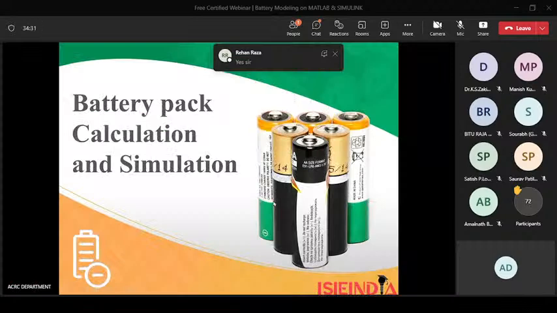Okay, so good evening to everyone. My name is Manshu and I welcome you all to this webinar. So today we'll be talking about the battery packs. We'll discuss the different parameters, the different form factors of the battery, as well as I will show some simulations related to charging and discharging of the battery on MATLAB.